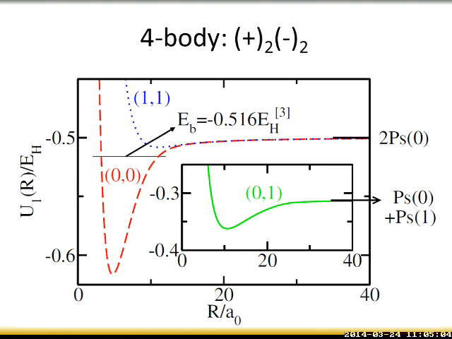The inset here is where I have the mixed spins going on, where I have a singlet and triplet configuration. And in this case, the breakup into 2 ground state positronium atoms is not allowed. I have to break up into a ground state plus a first excited state positronium.